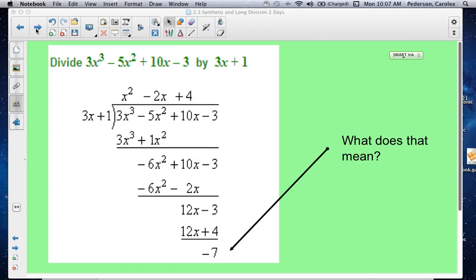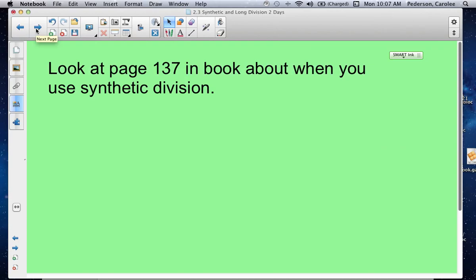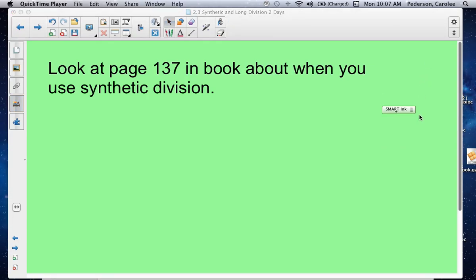All right. The second thing, if you could just look on page 137 in your book, they do a really nice job with this thing called synthetic division. You cannot always use synthetic division on dividing. So turn to the top of page 137.